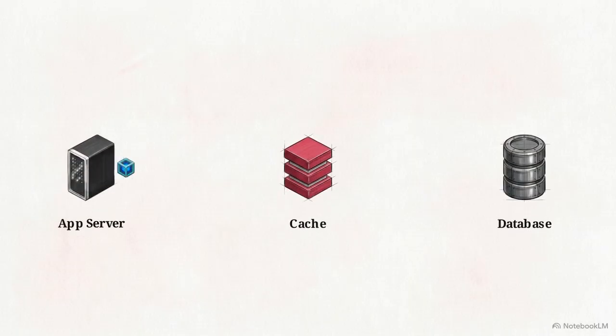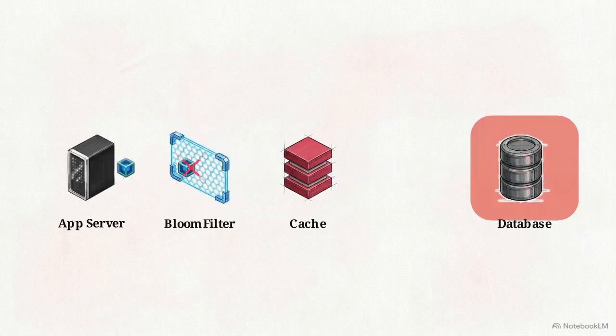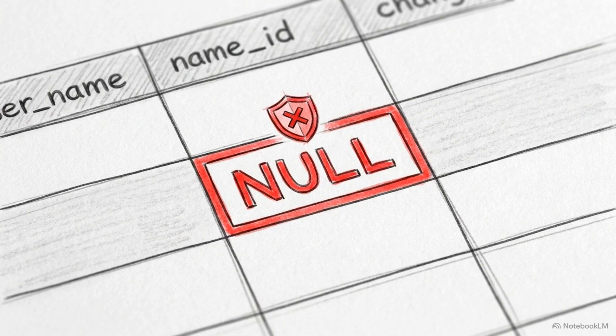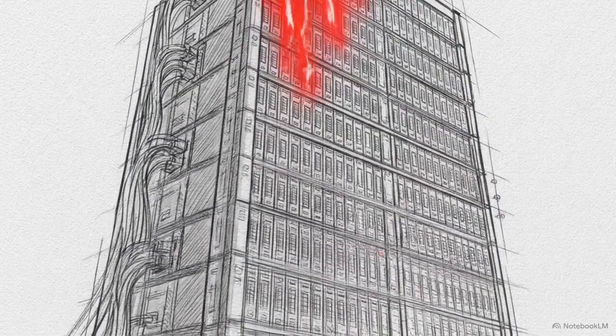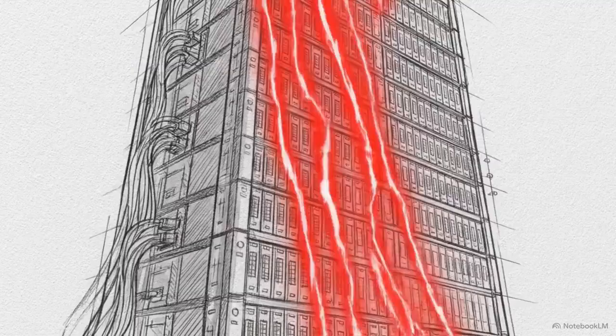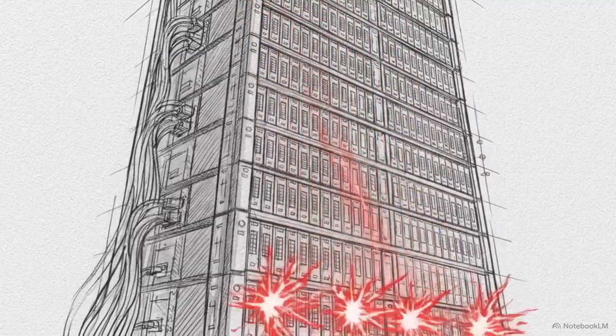Cache penetration occurs when requests for non-existent keys bypass the cache and strike the database directly. A Bloom filter mitigates this by acting as a memory-efficient gate, rejecting invalid requests before they ever touch the database. Additionally, caching null or default values for missing keys provides a secondary layer of protection against repeat requests for non-existent data.